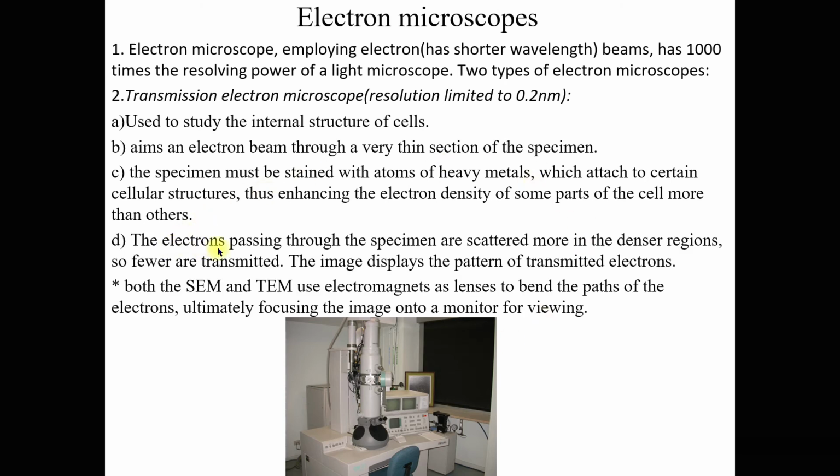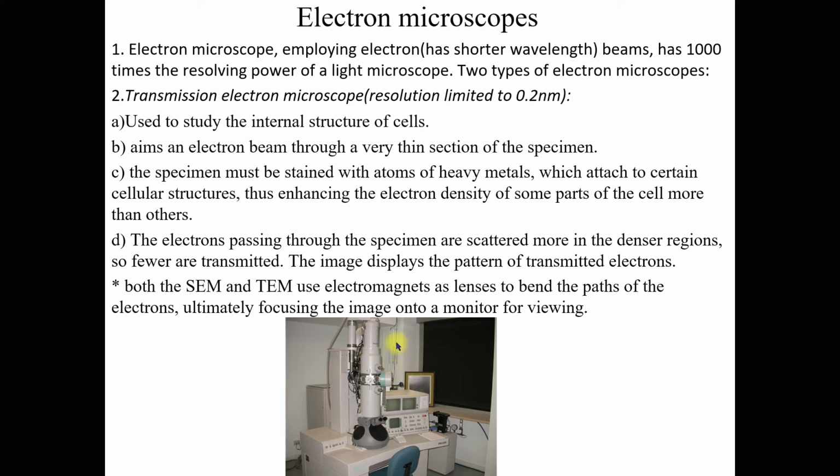So the electrons passing through the specimen are scattered more in the denser region, so fewer are transmitted. So the image displays the pattern of transmitted electrons. Both the SEM and TEM use electromagnets as lenses to bend the paths of the electrons, ultimately focusing the image onto a monitor for viewing.